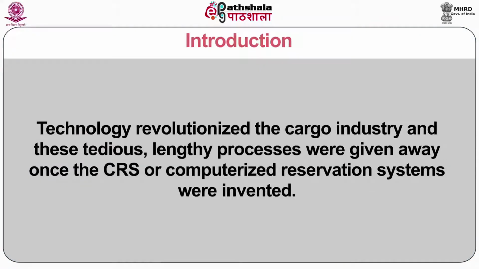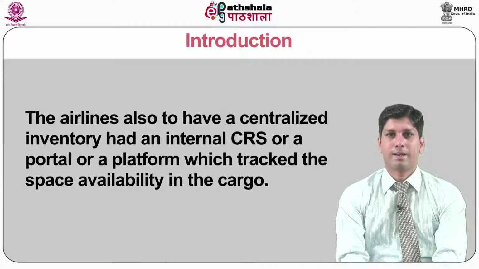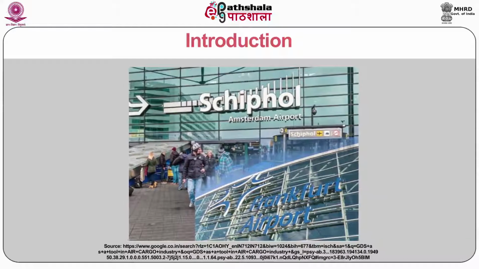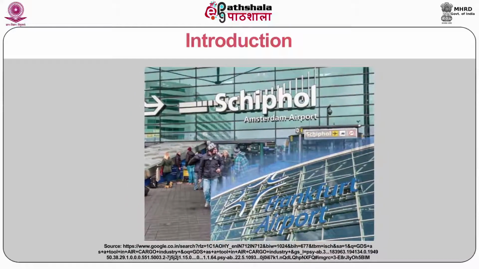Technology revolutionized the cargo industry, and these tedious, lengthy processes were given away once computerized reservation systems were invented. Everything was accessible to the agent at the click of a button. Often, it was a live inventory that the agent was getting hold of. The airlines, to have a centralized inventory, had an internal CRS, a portal or platform which tracked the space availability in the cargo holds of various flights and had tracers attached to track cargo movement and ensure 100% space selling for the cargo operation.